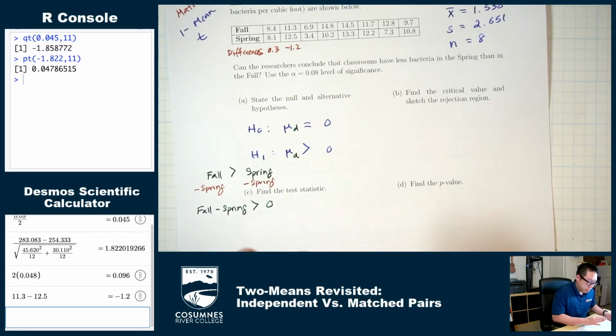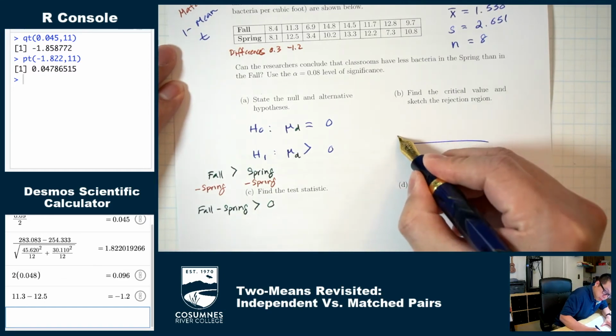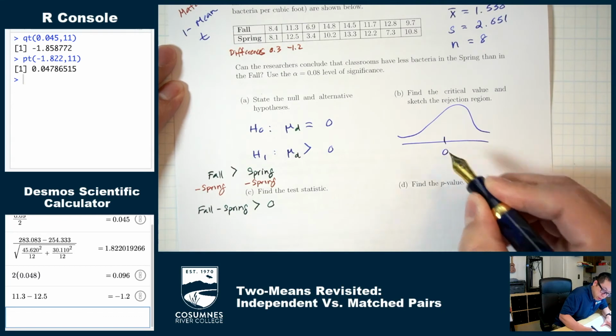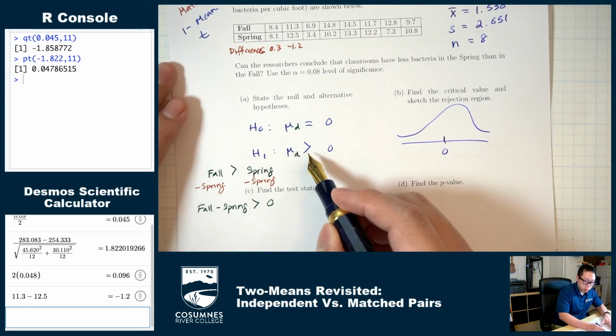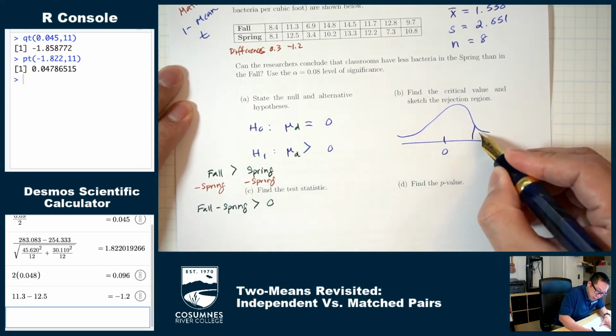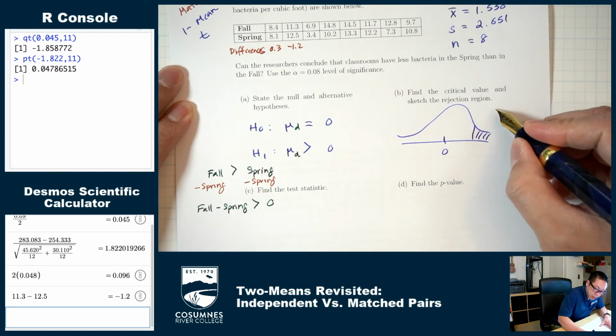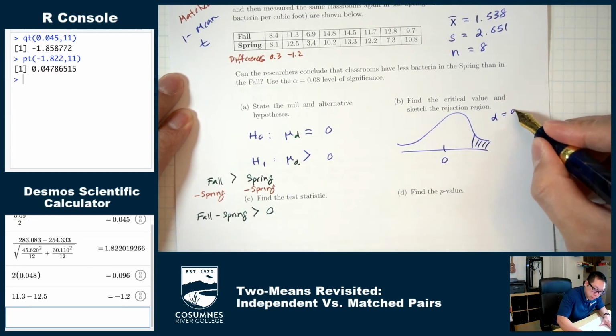Okay. Part B, find a critical value and rejection region. So we'll draw the picture. This will either be left, right, or two tails. Greater than will be to the right, shaded to the right. And the shaded area is our alpha. Our alpha here is 0.08.